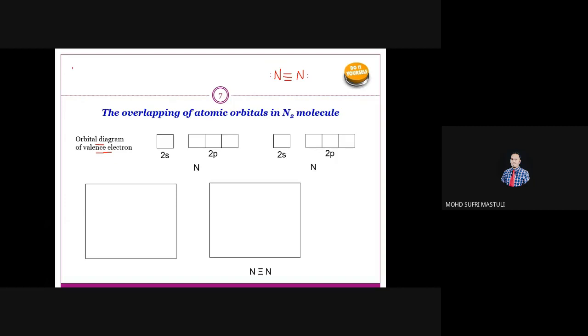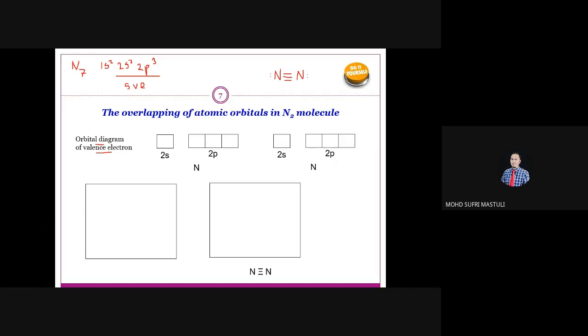We know nitrogen has a total of 7 electrons. If you want to write the electronic configuration, it should be 1s2, 2s2, and then 2p3, because the total is only 7. That's why the valence electron count is 5. So we complete this diagram.